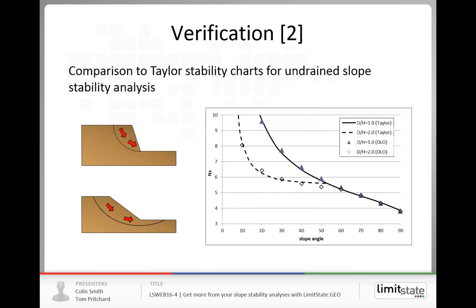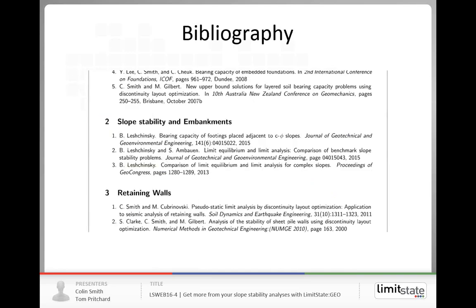We can also do comparisons with, for example, Taylor stability charts. So here's just a small look at two types of slope failures, and again the software gets very close to the Taylor results. And an increasing number of papers are being published using this method. You can download a bibliography from our website. Here I've just highlighted a few papers looking at slopes and embankments.